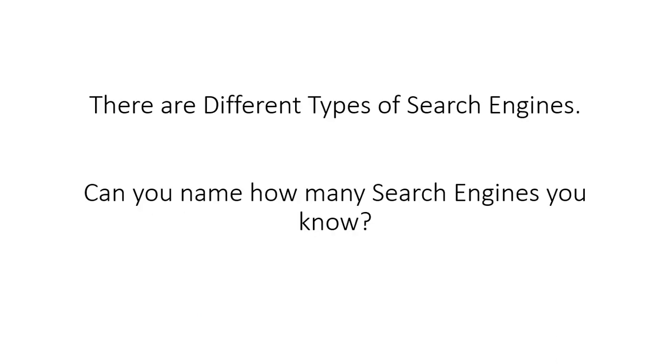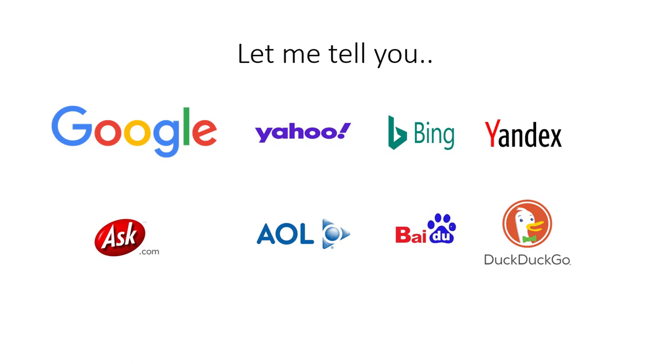Now there are different types of search engines. Google is there, Bing is there. So can you name how many search engines you know? You can try. Okay, now let me tell you. Google, Yahoo, Bing, Yandex, Ask.com, AOL, Baidu, and DuckDuckGo.